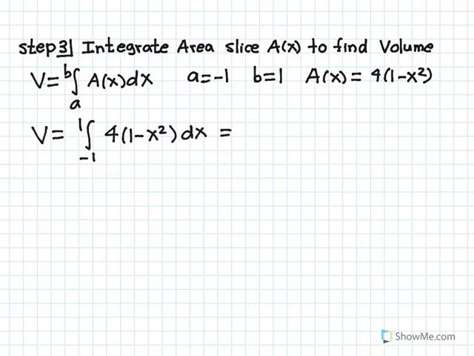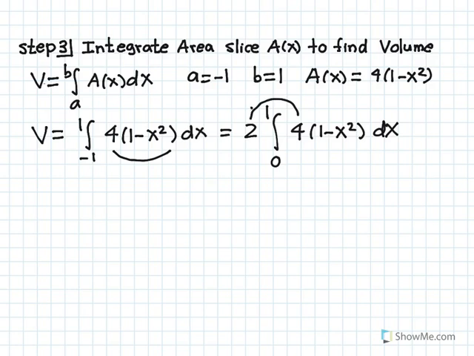So now we can use symmetry here. 4 times 1 minus x squared is the integrand, and this integrand is an even function, symmetric about the y-axis. So we can just take 2 times the integral from 0 to 1 of 4 times 1 minus x squared dx, applying symmetry. 2 times 4 is 8. 4 is a constant, passes through the integral, gets multiplied by the 2. The volume is equal to 8 times the integral from 0 to 1 of 1 minus x squared dx.